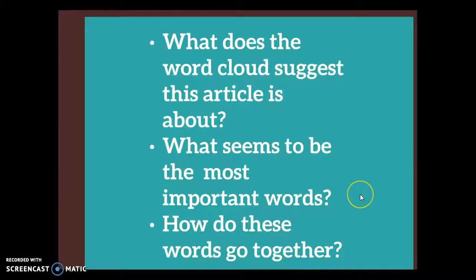These are some questions that students can ask themselves, or you can ask your students after they view your Wordle, or even after they create their own Wordle and share it with their group. What does the word cloud suggest this article is about? What seems to be the most important words? And how do these words go together?